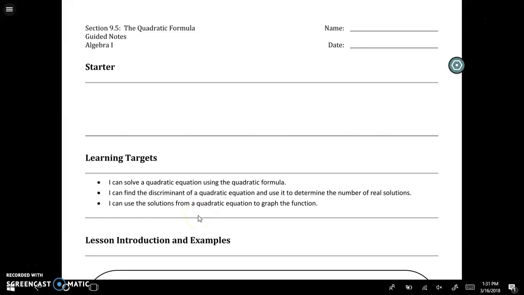Alright guys, today we're going to talk about the quadratic formula. I told you that we're going to be able to use this to solve any quadratic no matter what. So if you can't factor it and you don't want to complete the square, you're going to be able to do the quadratic formula. You're going to need a calculator, so if you didn't bring yours, go grab one because you're going to need to use it.